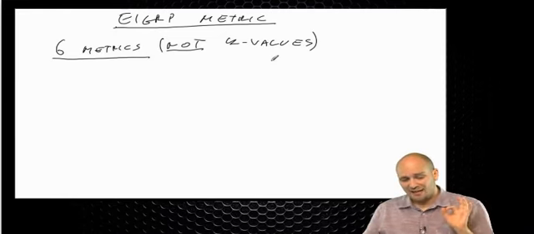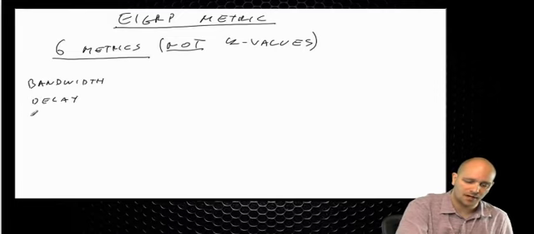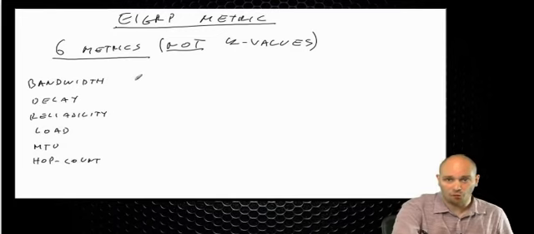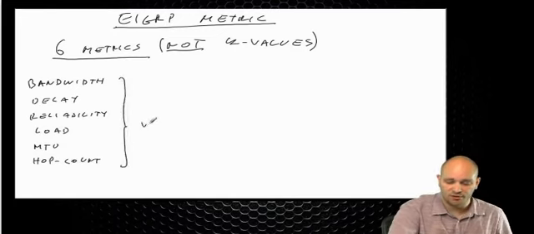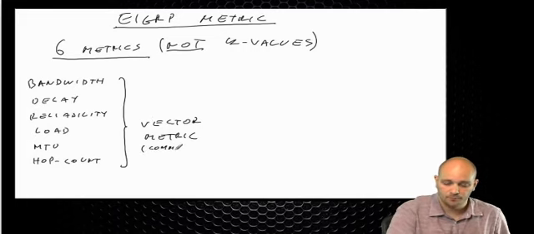They are not metrics. The 6 metrics of EIGRP are bandwidth, delay, reliability, load, and then we have MTU, we have 1, 2, 3, 4, 5, and hop count. Now, these 6 form something that EIGRP calls the vector metric. And these are the values that are actually communicated in routing updates.